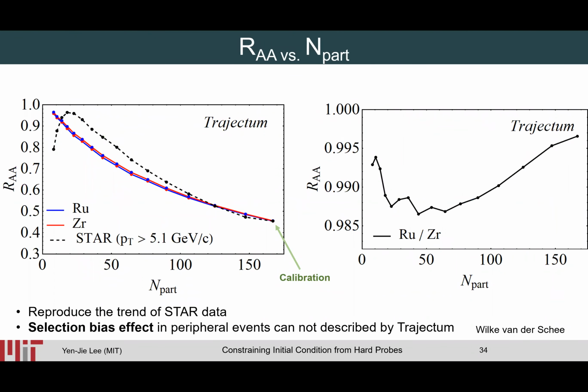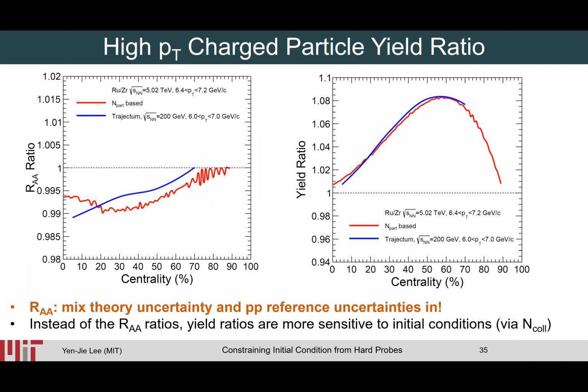Of course, we can also calculate the RAA as a function of N_part and compare with STAR data. We can see a very nice description here, but once we go to peripheral events, we cannot reproduce this downward trend from the theoretical models. And of course, the same story: the IAA ratio is at the 1.5% level up to now.